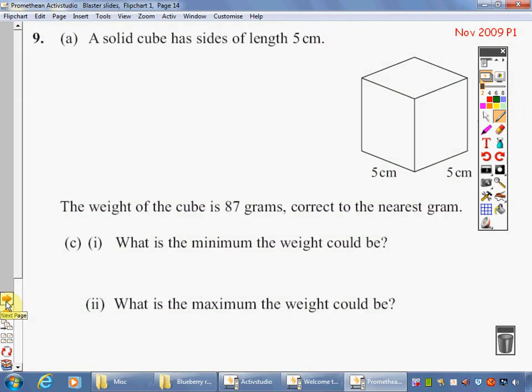New topic. I looked at this quick and thought this is going to be to do with density, volume and that, but actually it's not. It's one of my favourite topics because I think it's really straightforward. It's about limits, sometimes called bounds of measurement.